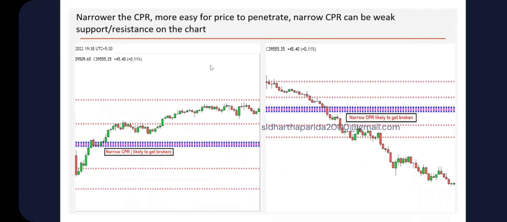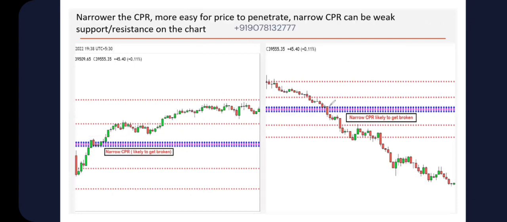I was telling you that a narrow CPR does not necessarily have to be a single line, right? Look at this. This is also a narrow CPR. Three lines are there, but they are a little bit away from each other. Here also they are a little bit away from each other, right? That is also a narrow CPR. So a narrow CPR is the easiest for price to penetrate. A narrow CPR can be weak support and resistance. Look at this, price has easily penetrated it, easily broken it and kept going.